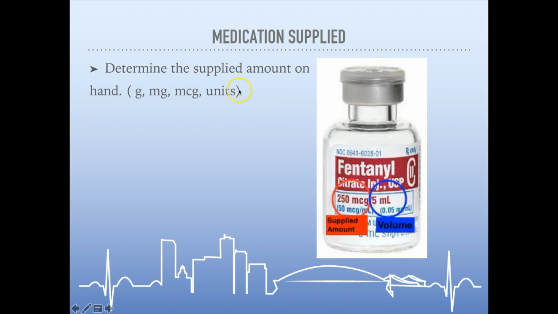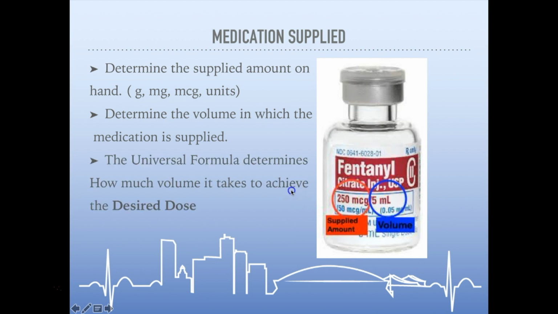Let's look at our supplied medications. One of the things we also have to do is determine the supplied amount on hand, and whether that's in grams, milligrams, micrograms, or units. We'll look at this vial of fentanyl and we'll see that the supplied amount is 250 micrograms. We next have to determine the volume in which the medication is supplied. So it's supplied in 5 milliliters. That's our volume. So it's 250 micrograms supplied in 5 milliliters. The universal formula determines how much volume, how many milliliters, it would take to achieve our desired dose.